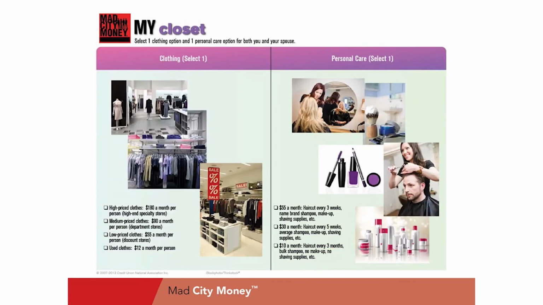My closet. Select 1 clothing option and 1 personal care option for both you and your spouse. Depends on how much you want to spend per month on clothing. You will select which package that you want that's best for your budget. Make sure you select 1 from clothing and 1 from personal care. We'll pause here for you to make that choice.